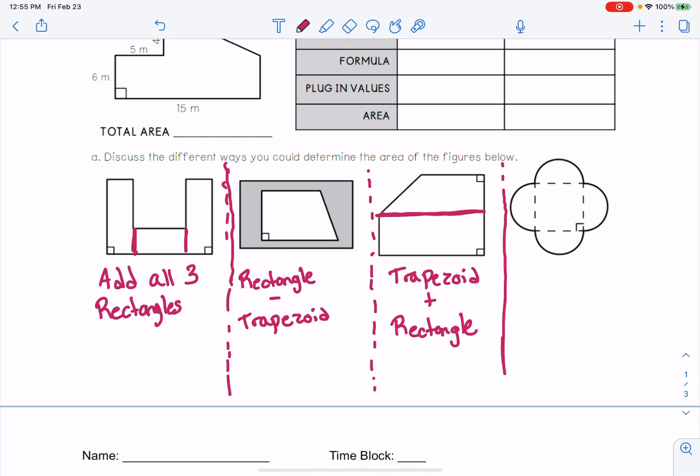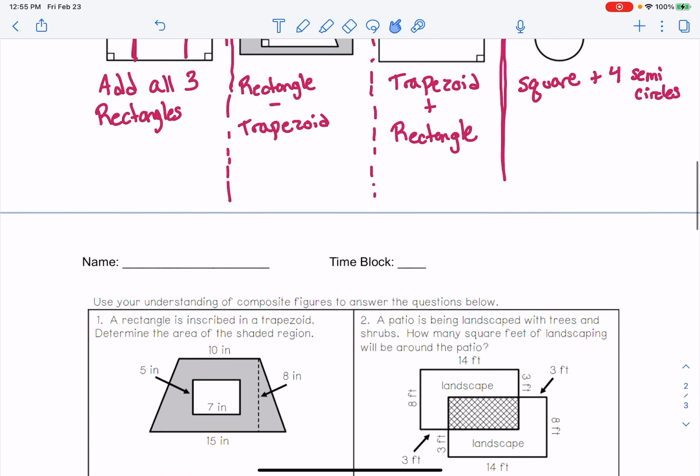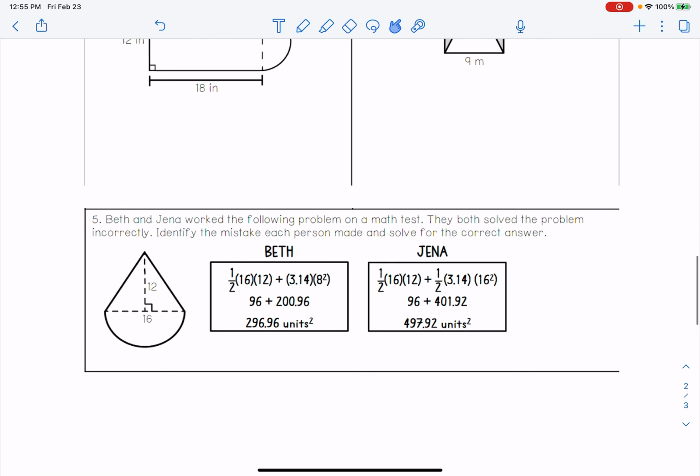All right, and finally, in this last shape here, I see a square in the middle. So we've got our square. But then I see 4 semicircles, and we're going to add those in. So plus 4 semicircles. Okay, so it's not always just 2 shapes. Sometimes you have to take shapes and divide them into 2. Kind of use your critical thinking skills here. Go ahead and finish this example and then tackle the questions on the back.